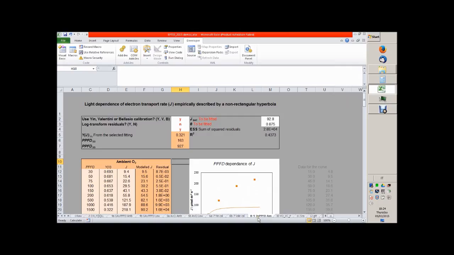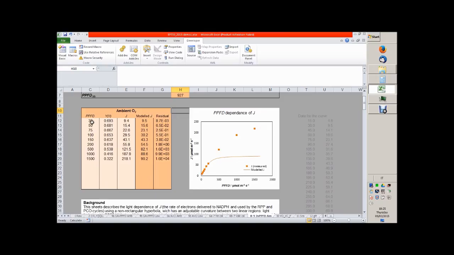Sheet 8.9 contains two logical steps. First, the sheet calculates the rate of electron transport J. Then, it models the light dependence of J using a non-rectangular hyperbola. The data used is the whole light curve measured under ambient oxygen, so all data points assigned the limitation 1, 2, 3.